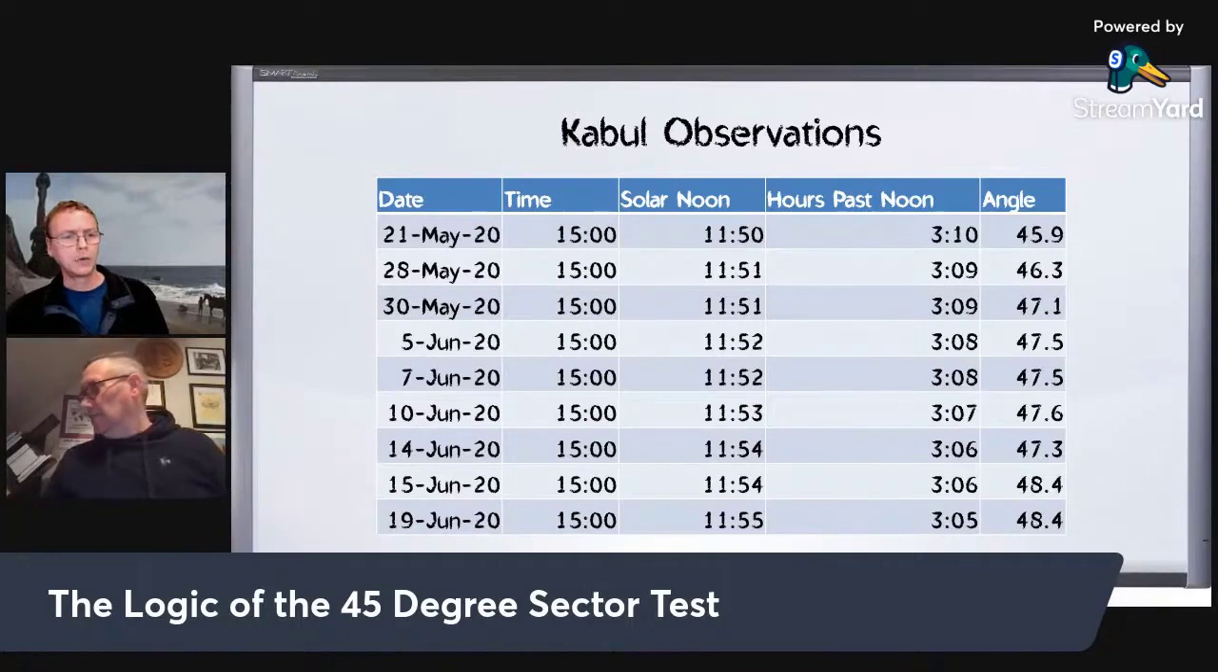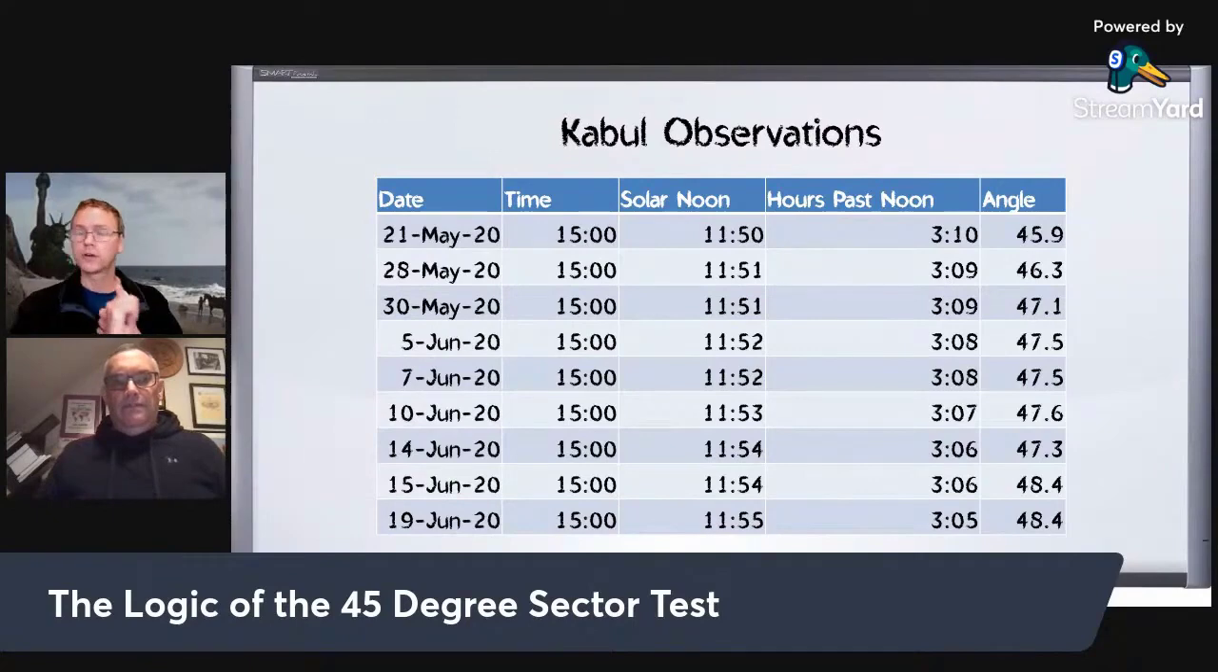Before I go any further, let me just posit to you, there's three possibilities I see here. Number one, the globe Earth model is wrong. That's the one you suggest. Number two, the logic we just went through is wrong. Or number three, these measurements are wrong.